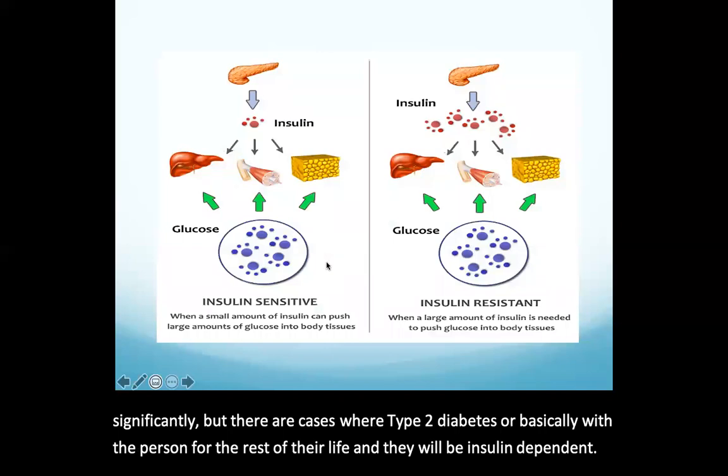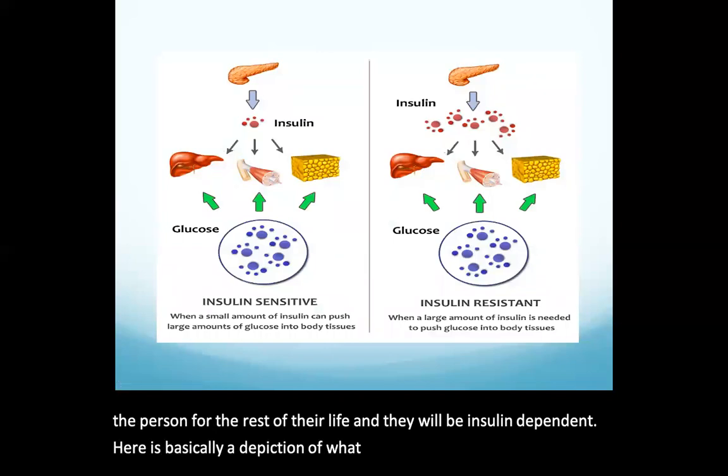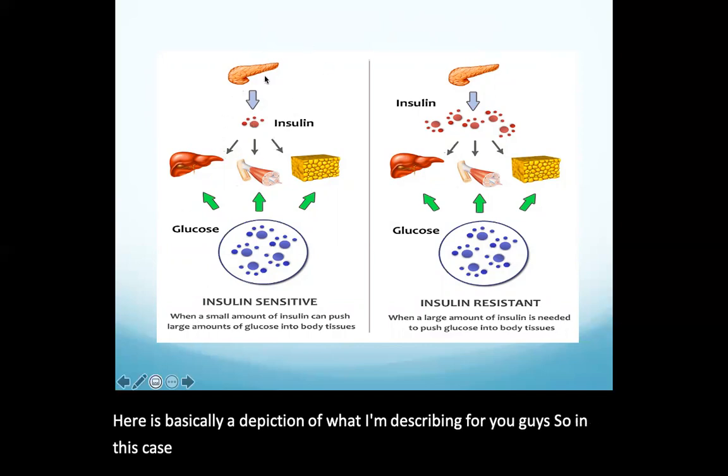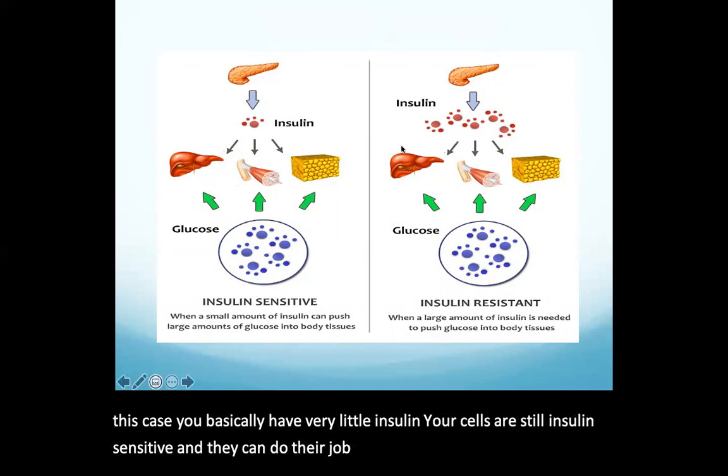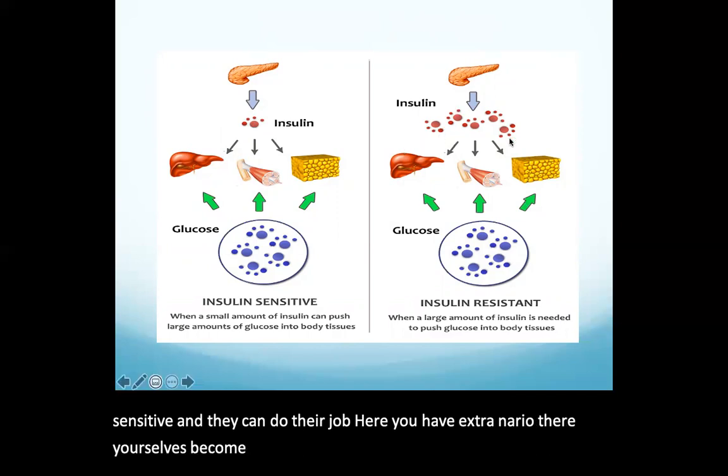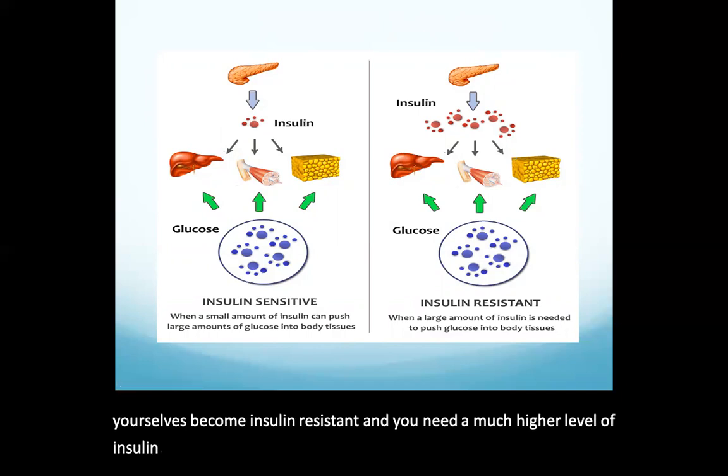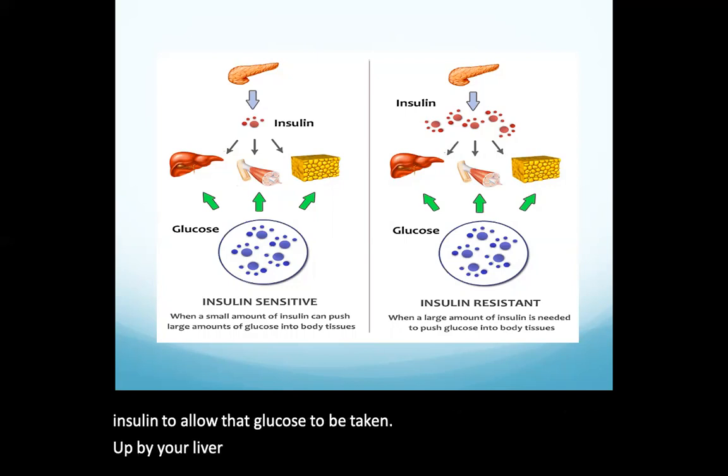Here is basically a depiction of what I'm describing for you guys. So in this case, you basically have very little insulin. Your cells are still insulin sensitive, and they can do their job. Here you have a scenario where your cells become insulin resistant, and you need a much higher level of insulin to allow that glucose to be taken up by your liver, your muscles, and your fat cells.